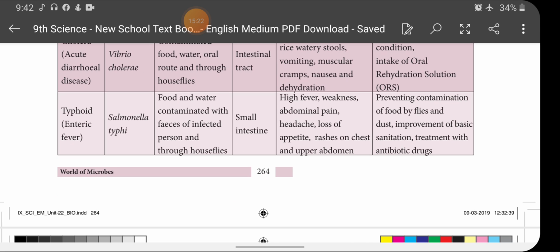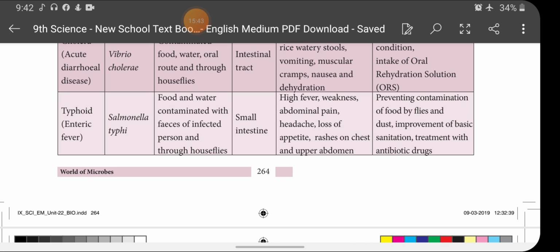The tissue or organ affected by this disease is the small intestine, and symptoms are high fever, weakness, abdominal pain, headache, loss of appetite, rashes on chest and upper abdomen. So these are the various symptoms of this disease.